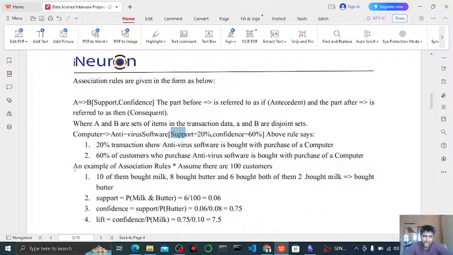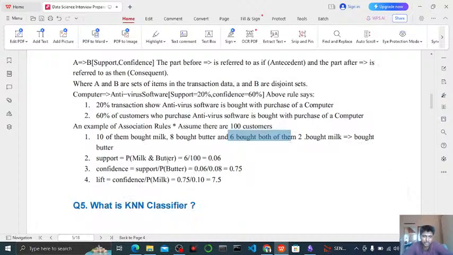An example of association rules: assume there are 100 customers. Okay, 10 of them bought milk, 8 bought butter, and 6 bought both of them, and 2 bought neither milk nor butter. Support is P of milk and butter. What is the probability of that? Confidence is support divided by the probability of butter. Lift is confidence divided by the probability of milk.